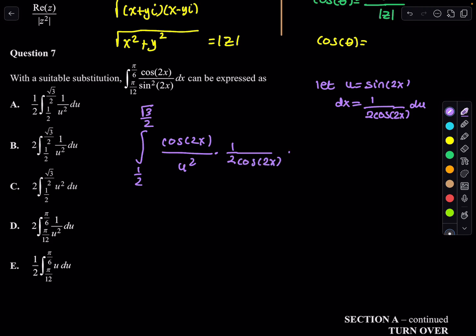Cosine 2x du. You can take those out. We can actually take the half out, this half constant out, and we get this expression. Wow, it's a really nice question. Du. So which one looks like that? Looks like 7A is our answer for that one.